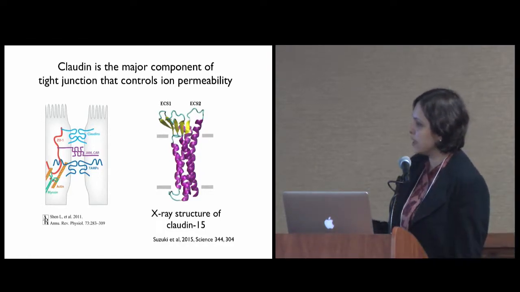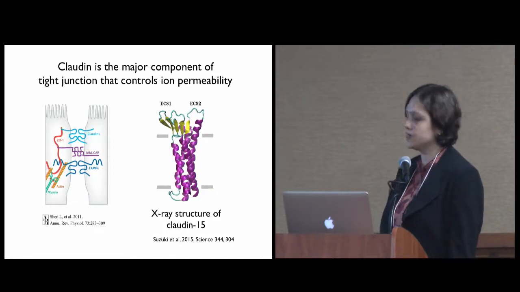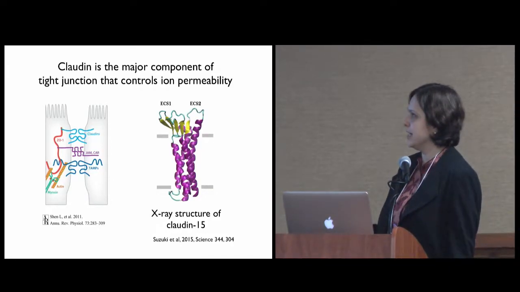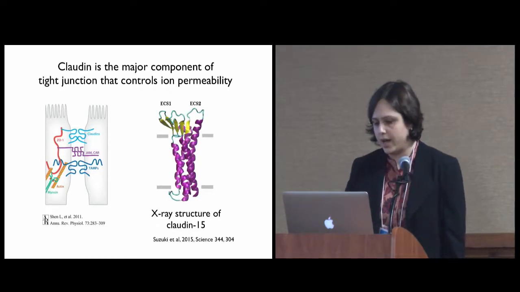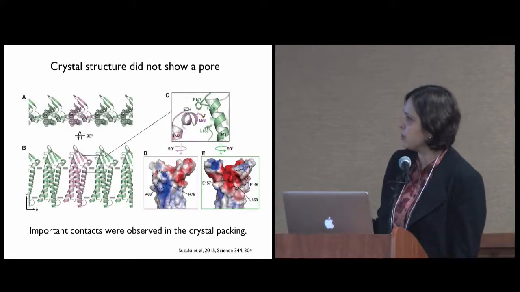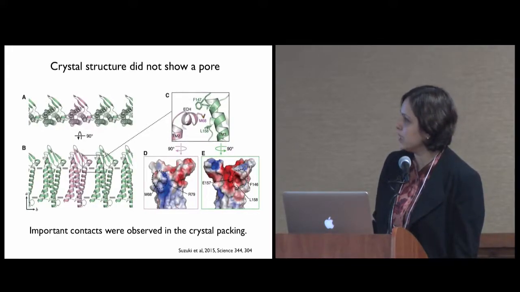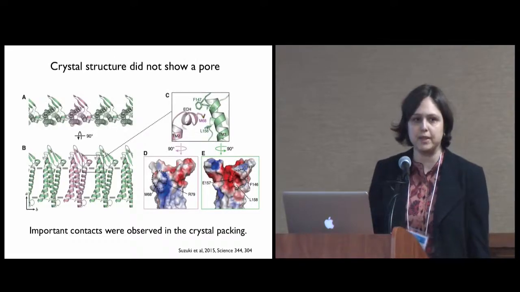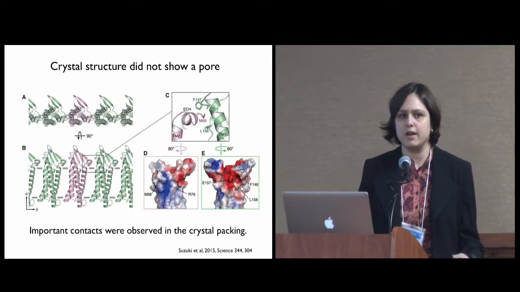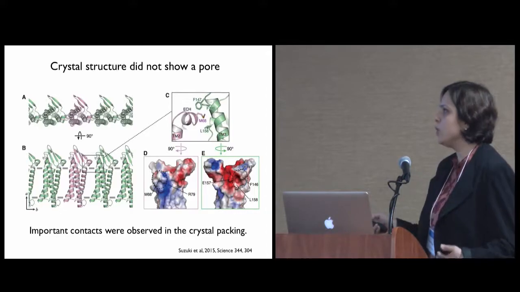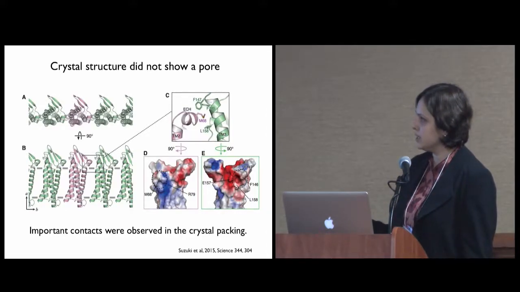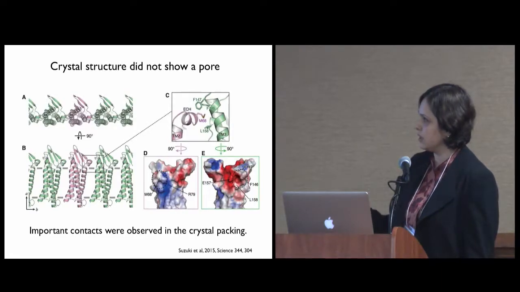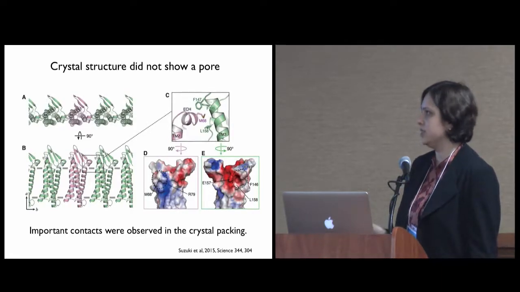The structure of claudin 15 came out in 2015. However, the structure did not show any kind of pore. Here I can show you the proteins in their crystallographic structure. We could see an array of protein like this and another one on top. But in this arrangement, there was no pore in any form that could be formed if we would repeat this row of claudins above and below and then on each side.